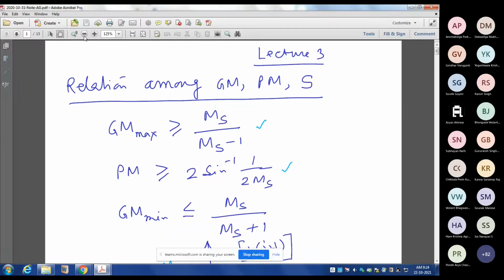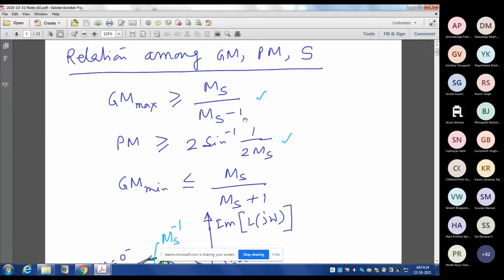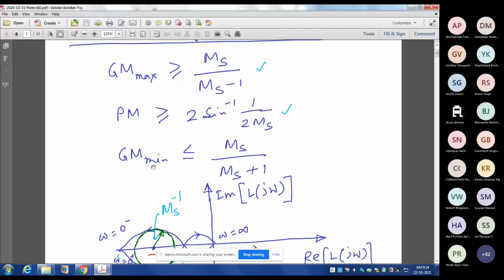So these two we considered already. Gain margin max is this one and phase margin is this one. Now gain margin min, that means lower side gain margin. You can prove that it is less than or equal to Ms by Ms plus 1.